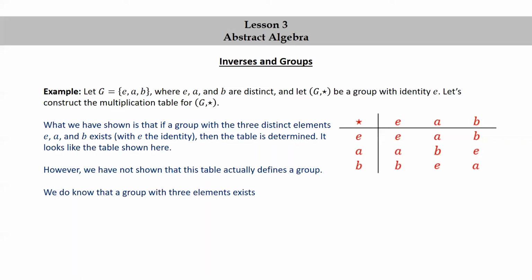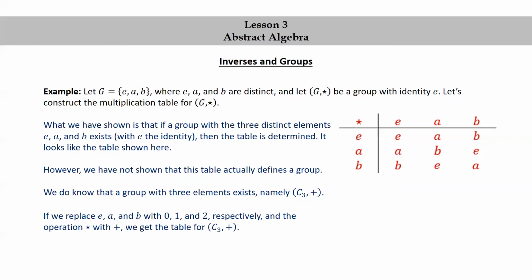We do know that a group with 3 elements exists, namely C3 together with clock addition. If we replace E, A, and B with 0, 1, and 2 respectively, and the operation star with clock addition, we get the table for C3 plus.